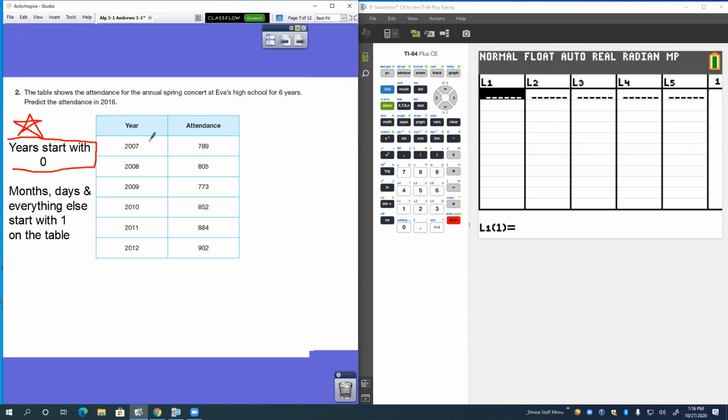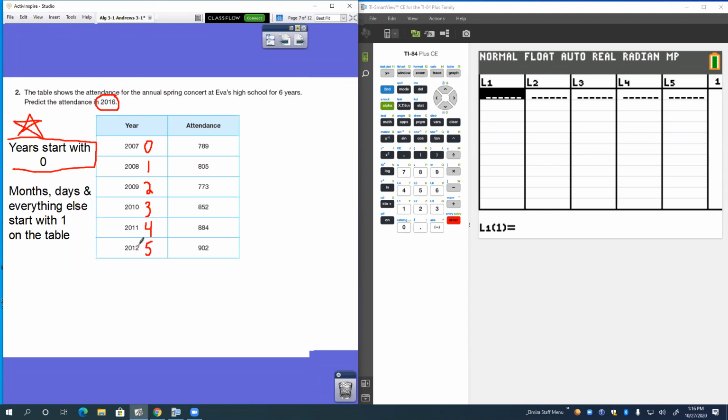So when we're taking a look at this column, we're going to start with 2007 as 0, 2008 as 1, 2009 as 2, 2010 as 3, 2011 as 4, 2012 as 5. It says the table shows the attendance for the annual spring concert at the high school for 6 years. Predict the attendance in 2016.